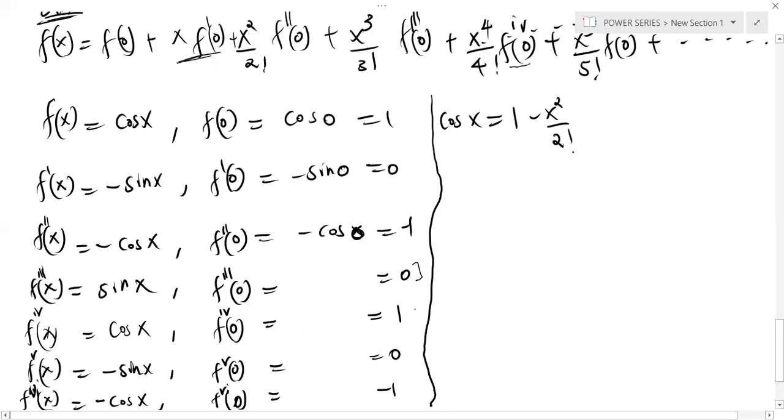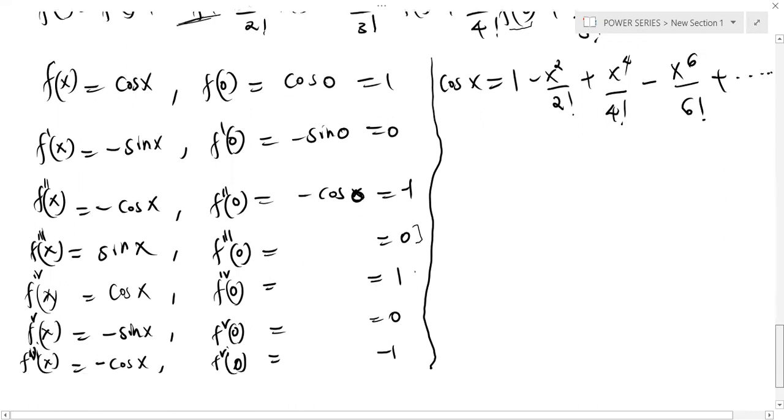So replacing it here, we will have plus x raised to power 4 over 4 factorial. The fifth term is 0 as well, so this term will not be there. And the sixth term is minus 1, so we'll have minus x raised to power 6 over 6 factorial. And we just needed the first 4 terms, 1, 2, 3, 4. So that's basically how we determine the power series of cos x using Maclaurin's series or Maclaurin's theorem.